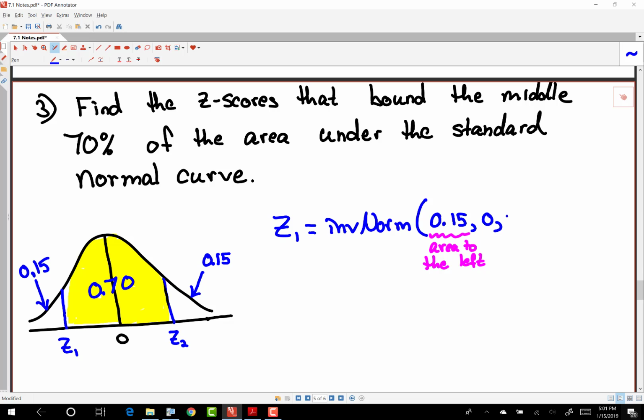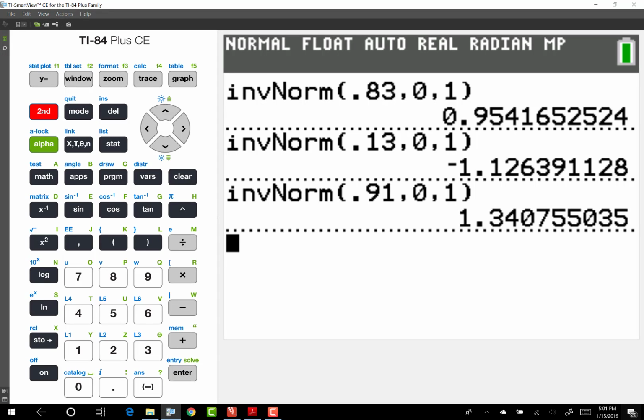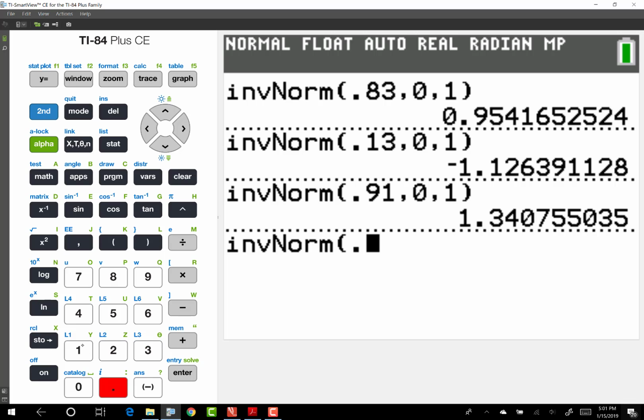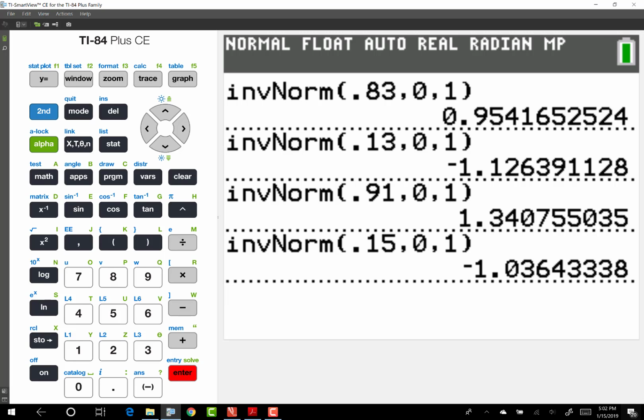And then the mean is 0 and the standard deviation is 1. So for Z1, we have 0.15 and then 0 and then 1. And that gives us, going to 2 decimal places, negative 1.04.